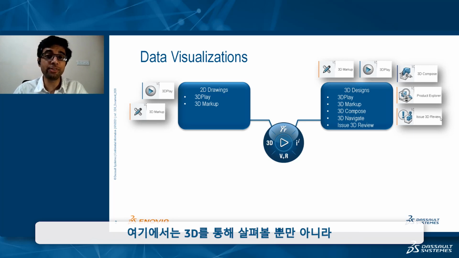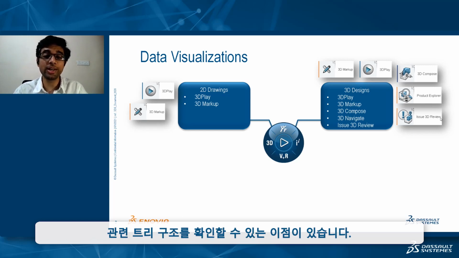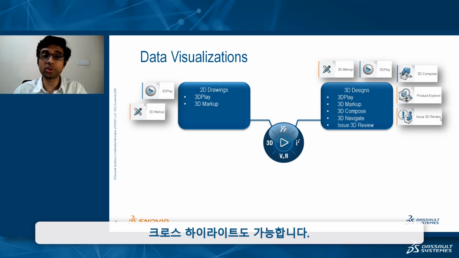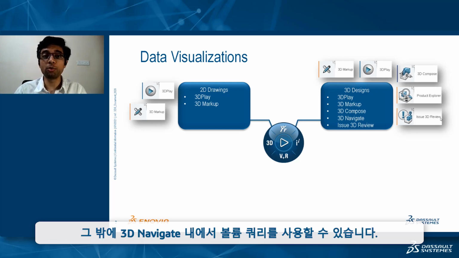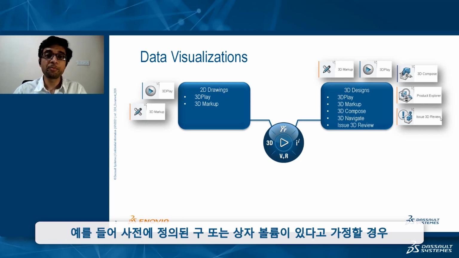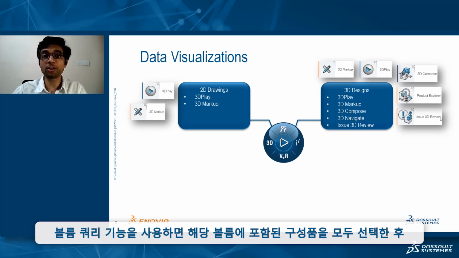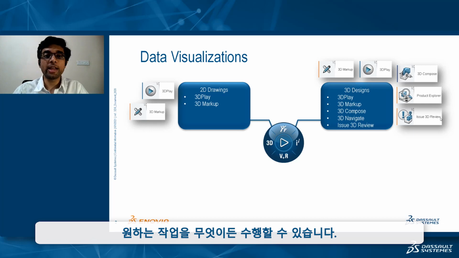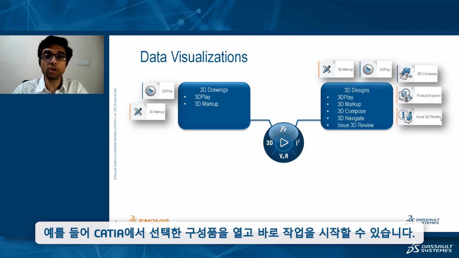Another application is 3D Navigate, for example. Here you have the benefit of exploring through the 3D as well as looking at its related tree structure. You can also cross highlight. You can use the volume query inside 3D Navigate. Using the volume query, say a predefined sphere or box volume, you can select all the components coming inside that volume, and then you can perform whatever actions you want on the selected components. For example, you can open those selected components in CATIA and then start working from there.